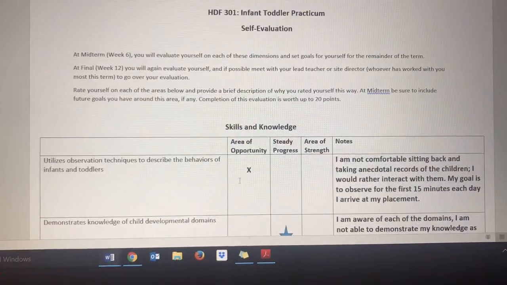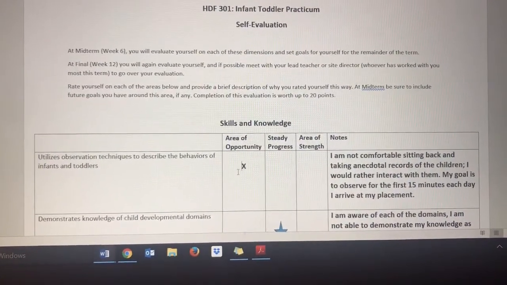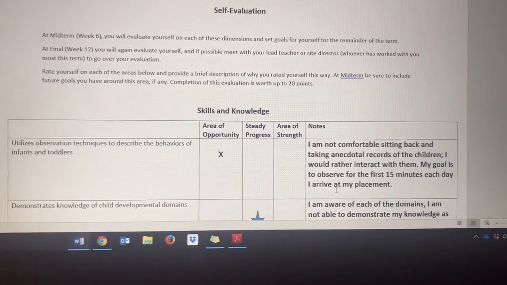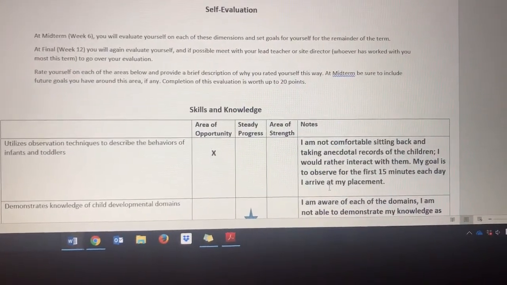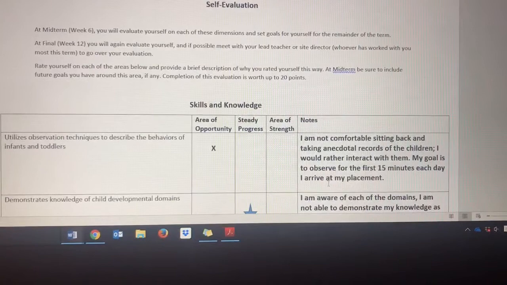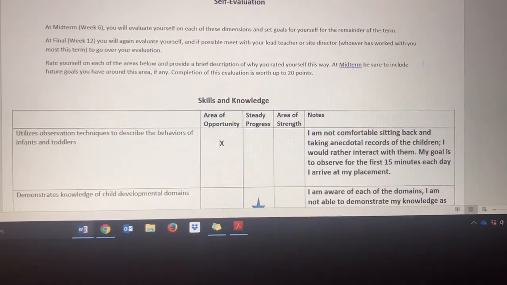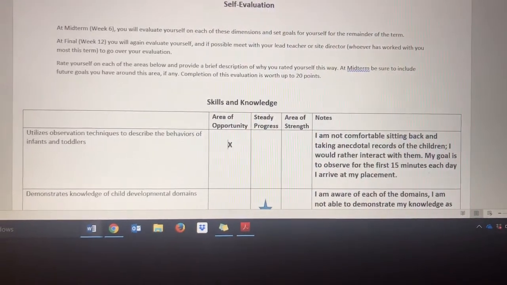So for this one, say I marked area of opportunity. You can do an X, a star, whatever you want to do. And then I just gave an example: I'm not comfortable sitting back and taking anecdotal records of the children. I'd rather interact with them. My goal is to observe for the first 15 minutes each day I arrive at my placement. So that's just an idea, and you tailor it to what works best for you.